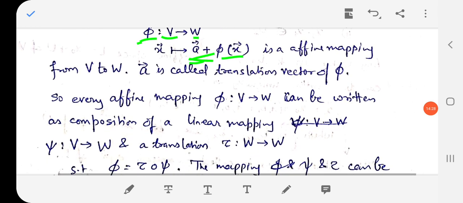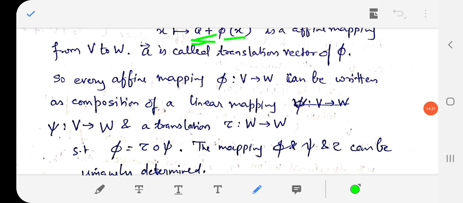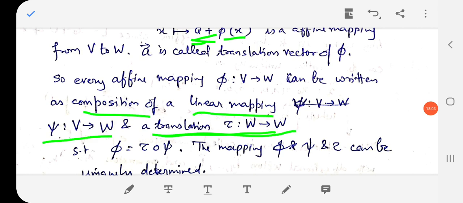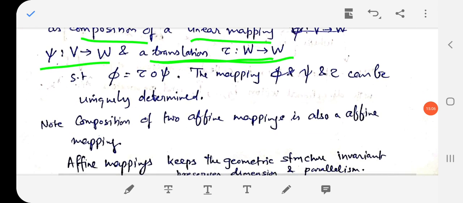So you can assume that an affine mapping can be written as a composition of a linear mapping xi and a translation tau. So first you map every element of V to W, as it is a linear mapping, and then you translate or shift every point in the image by a certain amount. So that is the translation, right? So it can be seen in that way.